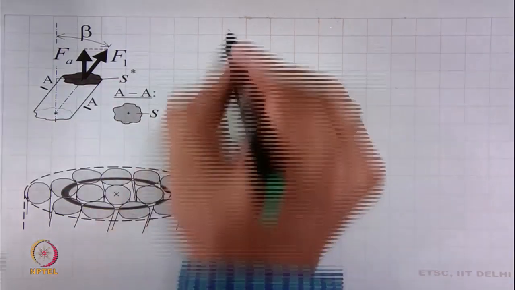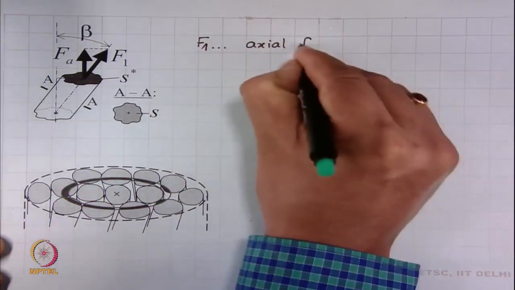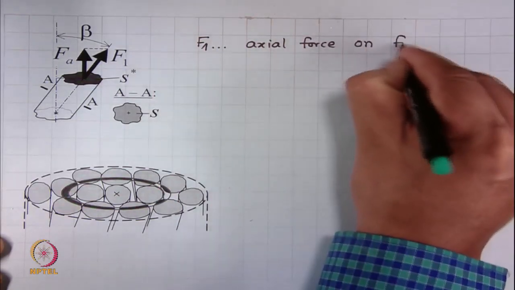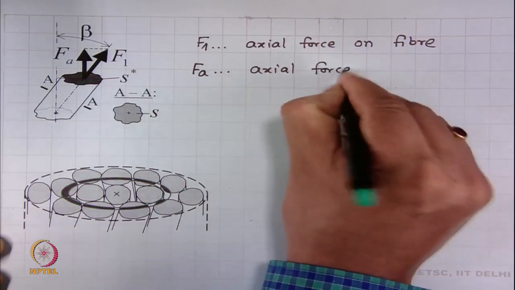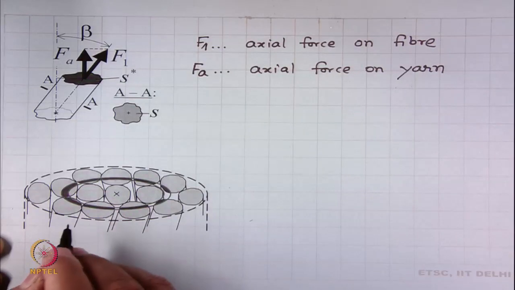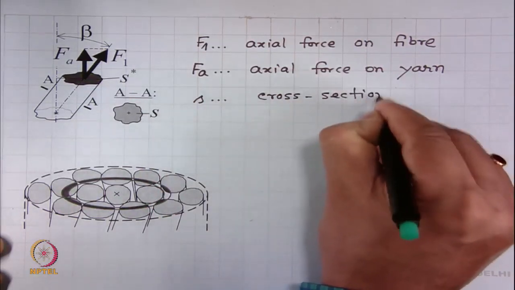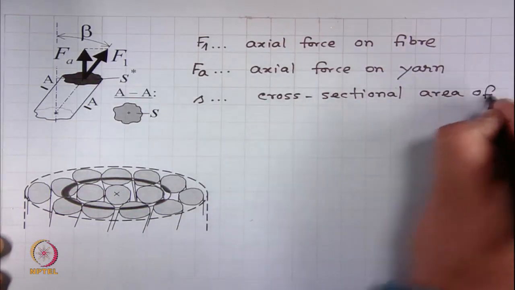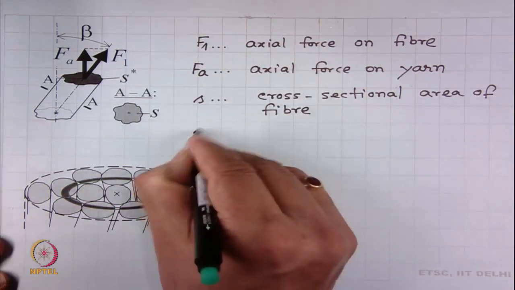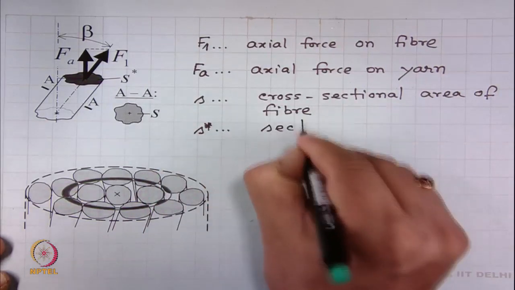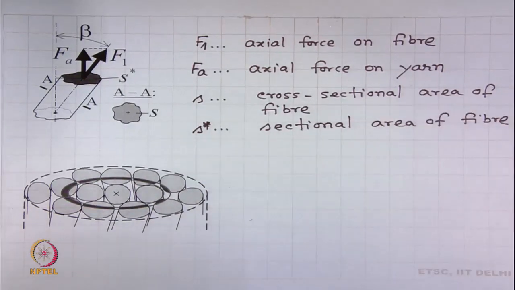So, let us write what is what here. F1, axial force on fiber, F subscript A, axial force on yarn, small s, cross sectional area of fiber, and s star, the sectional area of the yarn. Right.